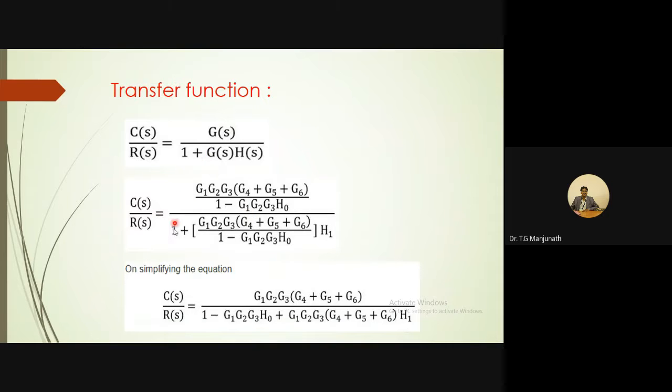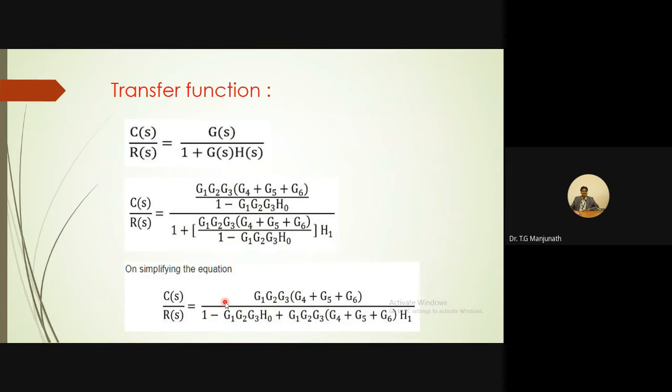Substitute G here, 1 plus substitute G here into H, which is H1. Then take the LCM in the denominator here, and already it is there here. That denominator and this denominator get cancelled, and after simplification, we get the transfer function given by this equation: G1, G2, G3 multiplied by G4 plus G5 plus G6, over 1 minus, why is it 1 minus, if you take LCM 1 into this 1 minus, then G1, G2, G3, H0, plus this multiplied with H1. So this is your transfer function for this problem.